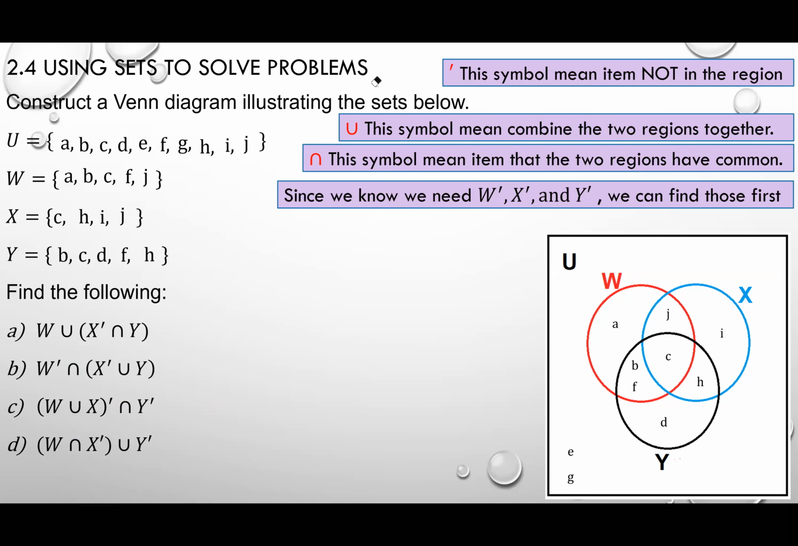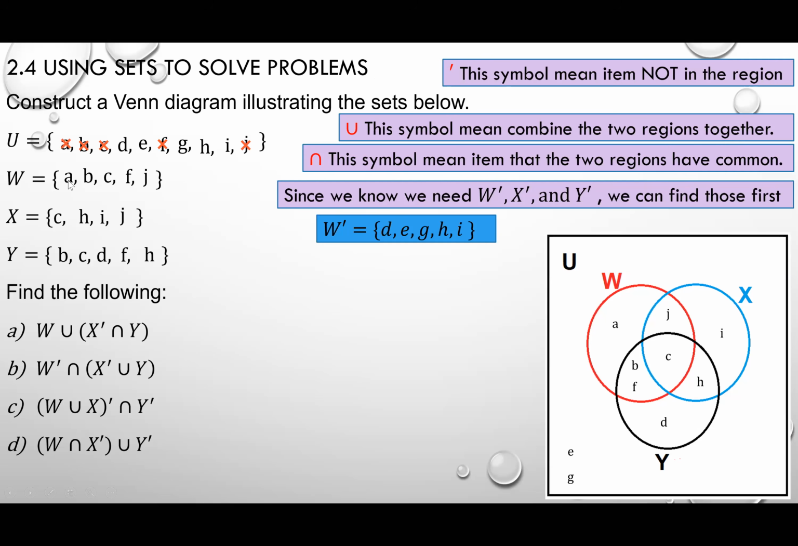Basically, whatever is in W, so you see that this is in W, this is in W, this is in W, this is in W, and this is in W, which means W prime is basically whatever is left over from the universal set.